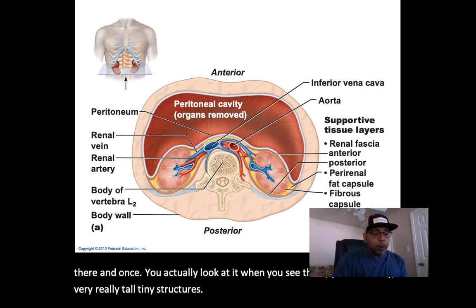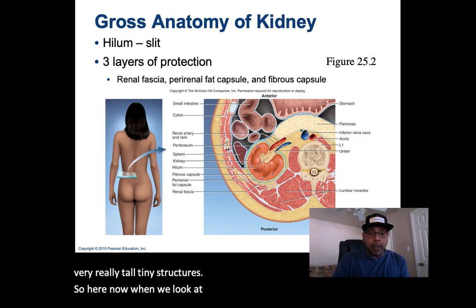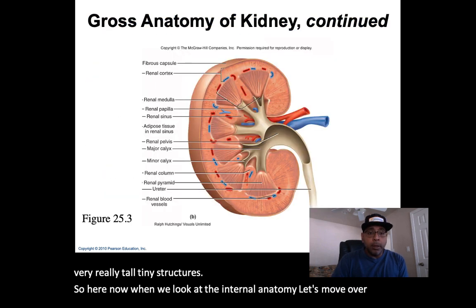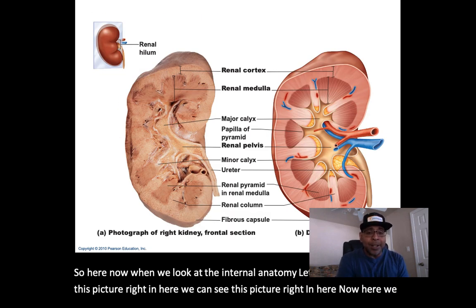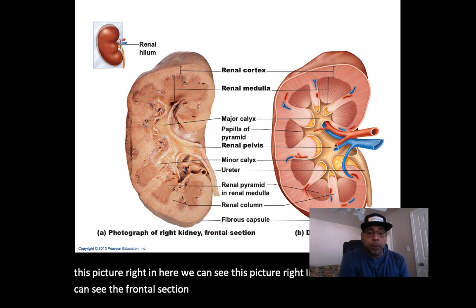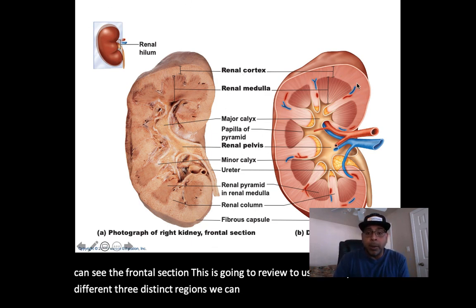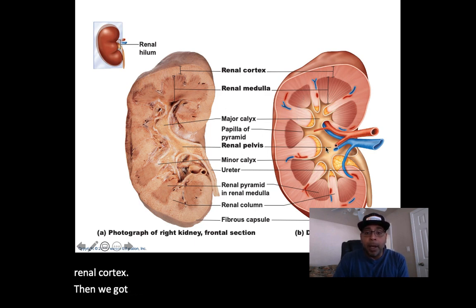So now, when we look at the internal anatomy, let's move over to this picture right in here. Now, here we can see the frontal section. This is going to reveal to us basically three distinct regions. We've got first the renal cortex, then the renal medulla, and then the renal pelvis. So let's go through and talk first about the renal cortex.